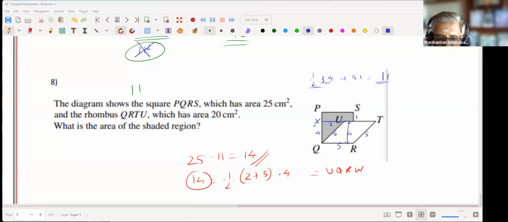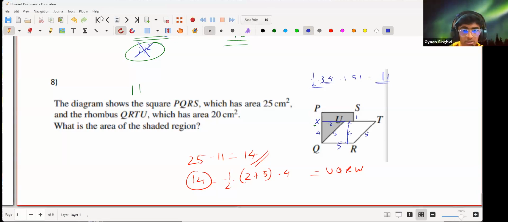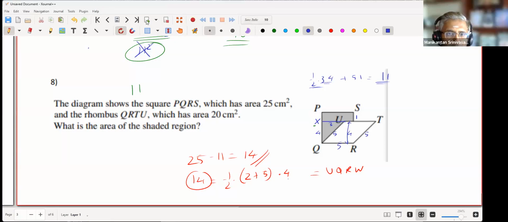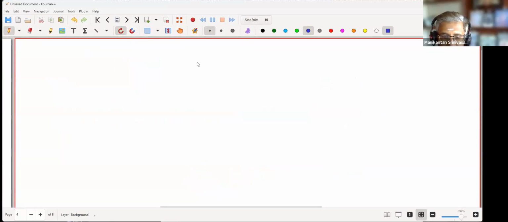The 3D question. Let's see who did this one. Jan, were you able to do this one? The 3D question. Which one, sir? The ninth one. Question 9. So let me just create more space here. Okay, question 9, this one.